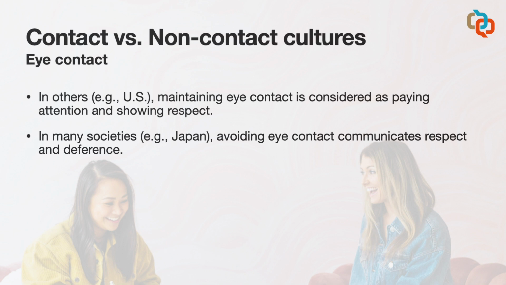For instance, in Japan, direct eye contact is perceived as an invasion of personal space. So when engaged in conversation, it is best to focus on the chin or the tie of the person you're speaking to.